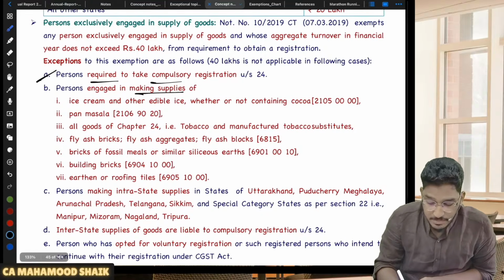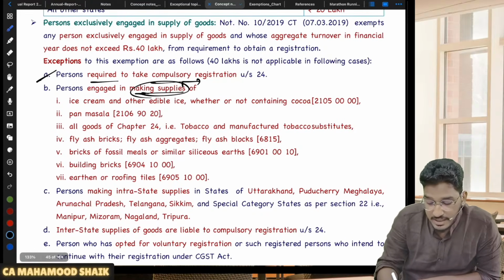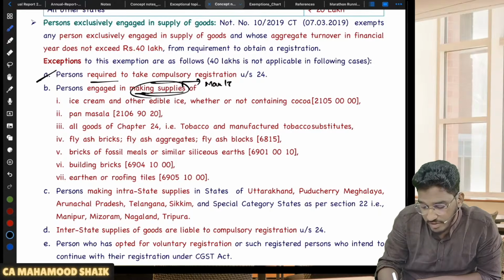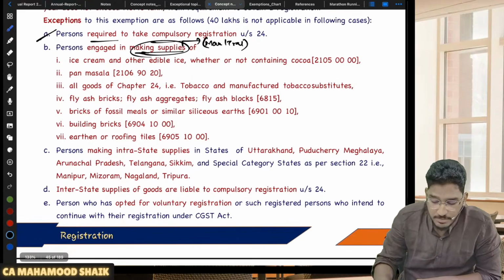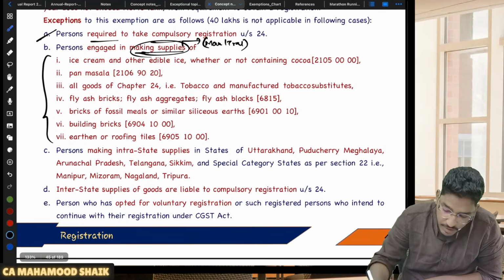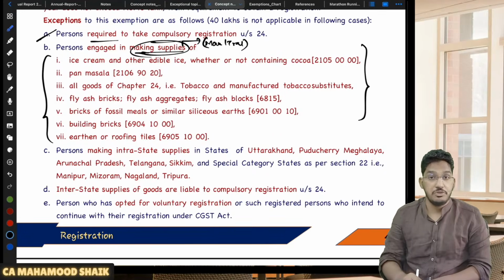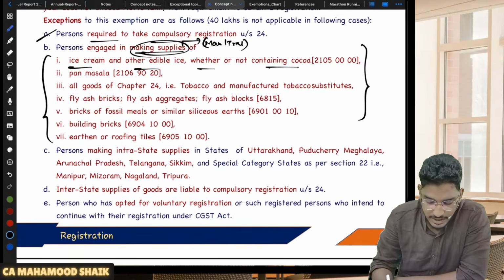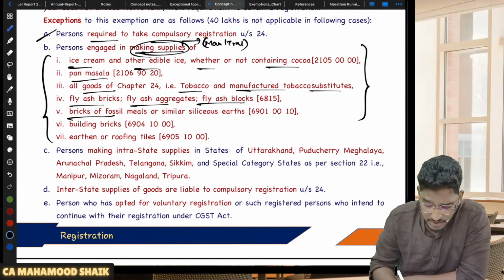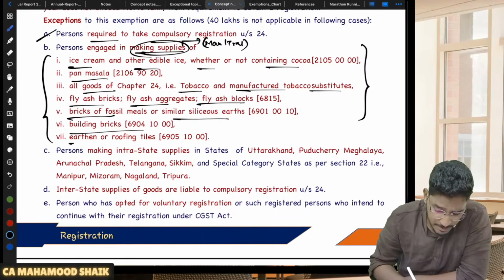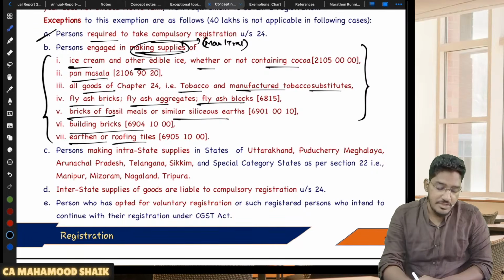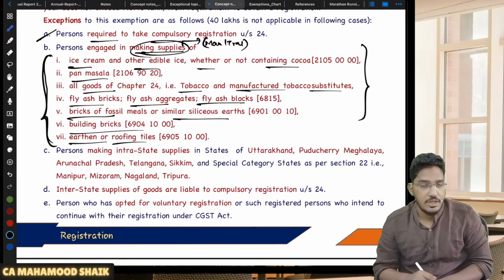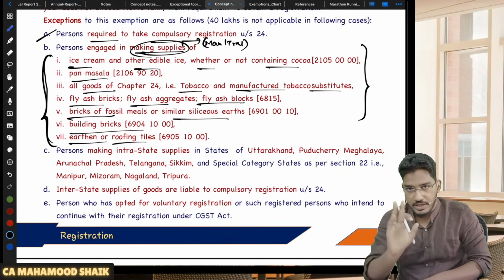And if you are a person engaged in making supplies, that is, either manufacturing or trading, of any of these 7 products, then you will not be eligible for the enhanced threshold limit. So what are the supplies which I should not get engaged into? Ice cream and other edible ice, whether or not containing cocoa, pan masala, all goods of chapter 24, that is tobacco and manufactured tobacco substitutes, fly ash bricks, fly ash aggregate, fly ash blocks, bricks of fossil meal or similar siliceous earth, building bricks, earthen or roofing tiles. So if you are engaged in making supplies of any of these 7 products, then you can't enjoy the threshold limit of 40 lakh rupees.